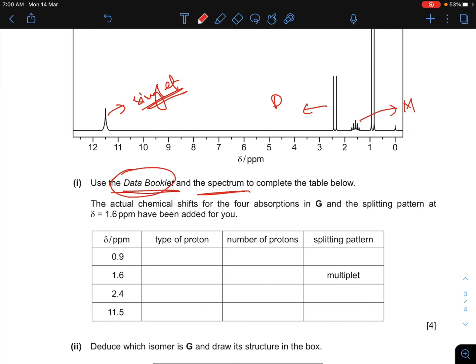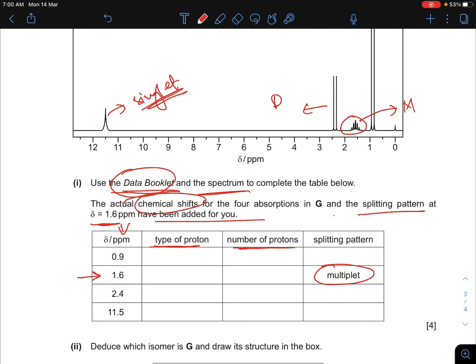The actual chemical shift of the 4 absorptions in G and the splitting pattern. The chemical shift value and the splitting pattern at 1.6 ppm, this one, multiplet, have been added for you. Right, so we have chemical shift values, we have to write the type of proton, the number of protons, and the splitting pattern. Okay, so first of all, let's just fill in the splitting pattern.